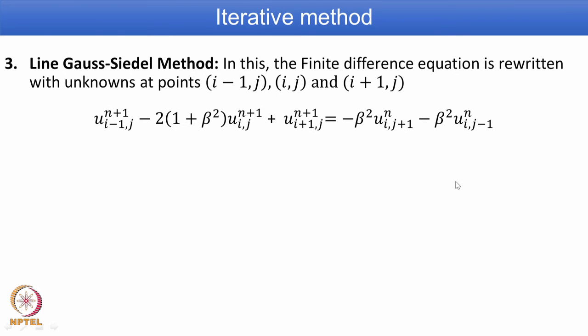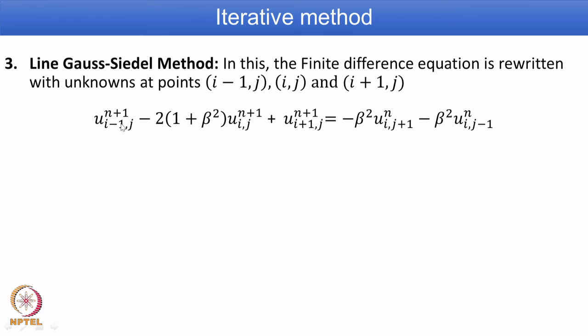Next is the line Gauss-Seidel method. In this method, the finite difference equation is rewritten with the unknown points at i minus 1, j; i, j; and i plus 1, j, and you can see the equation here. So, i minus 1, j, then we define 1 plus beta squared i, j, then u at i plus 1, j, n plus 1 equal to values known at j plus 1 and j minus 1.